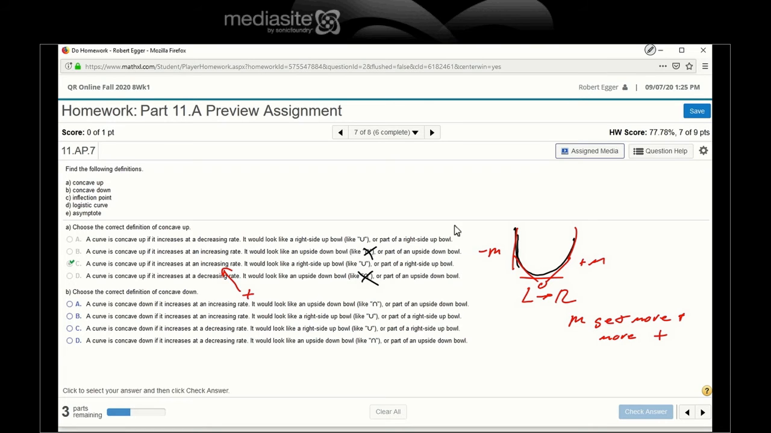Concave down. And with concave down, we can immediately eliminate these two guys. So those are concave down. Node shape.